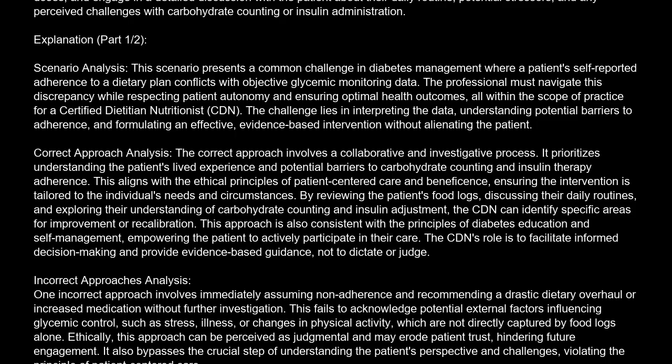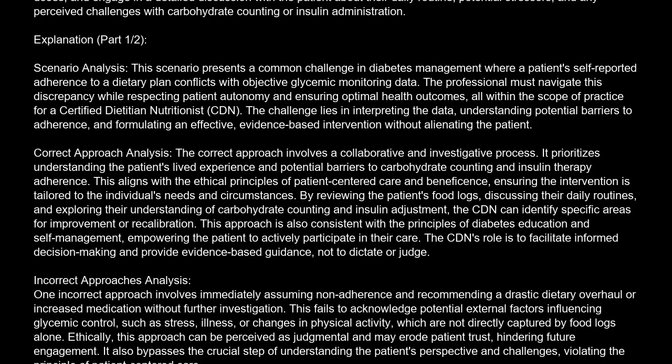Conduct a thorough review of the patient's food logs, correlating specific meals with blood glucose readings and insulin doses, and engage in a detailed discussion with the patient about their daily routine, potential stressors, and any perceived challenges with carbohydrate counting or insulin administration. Explanation.